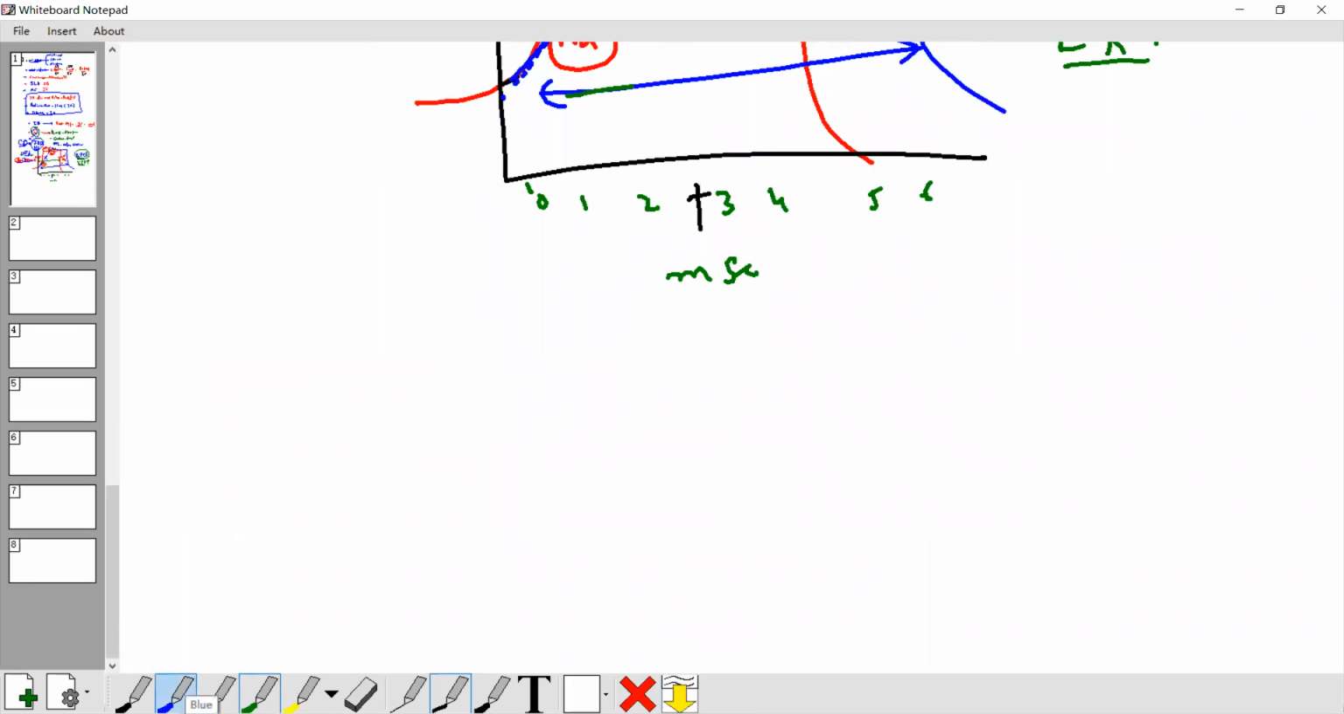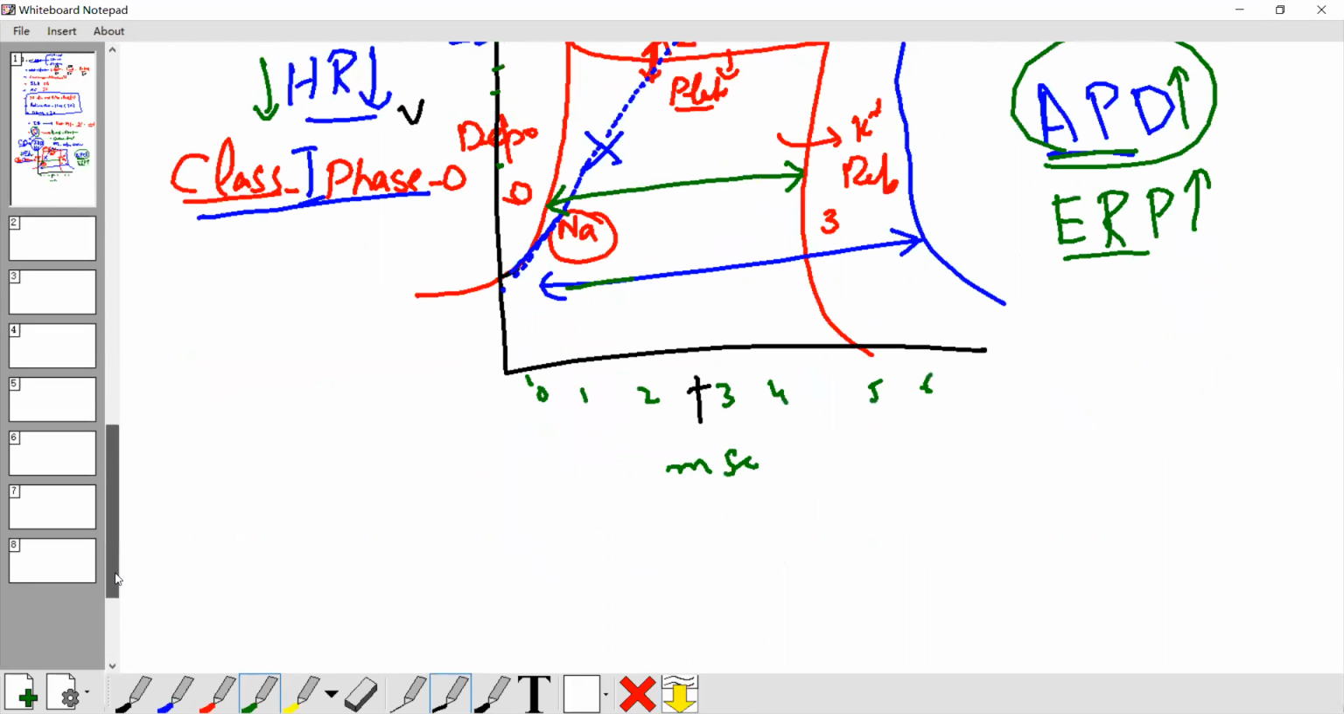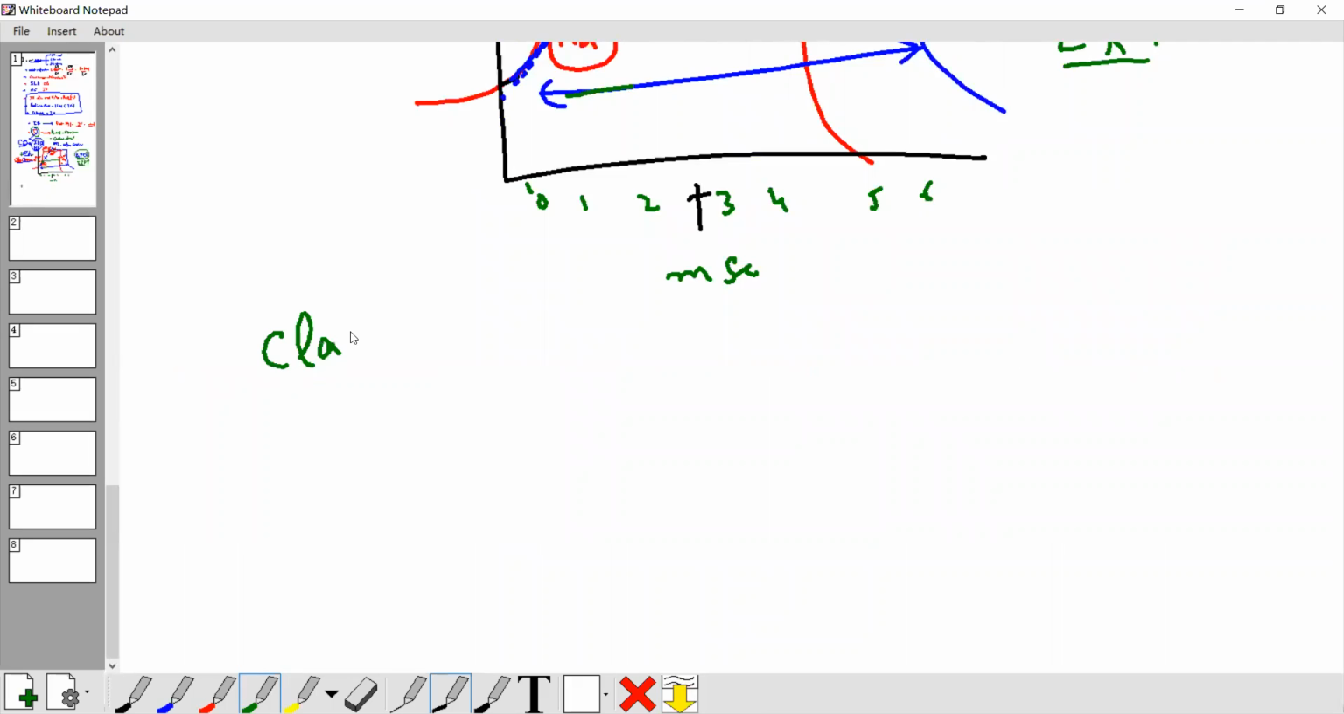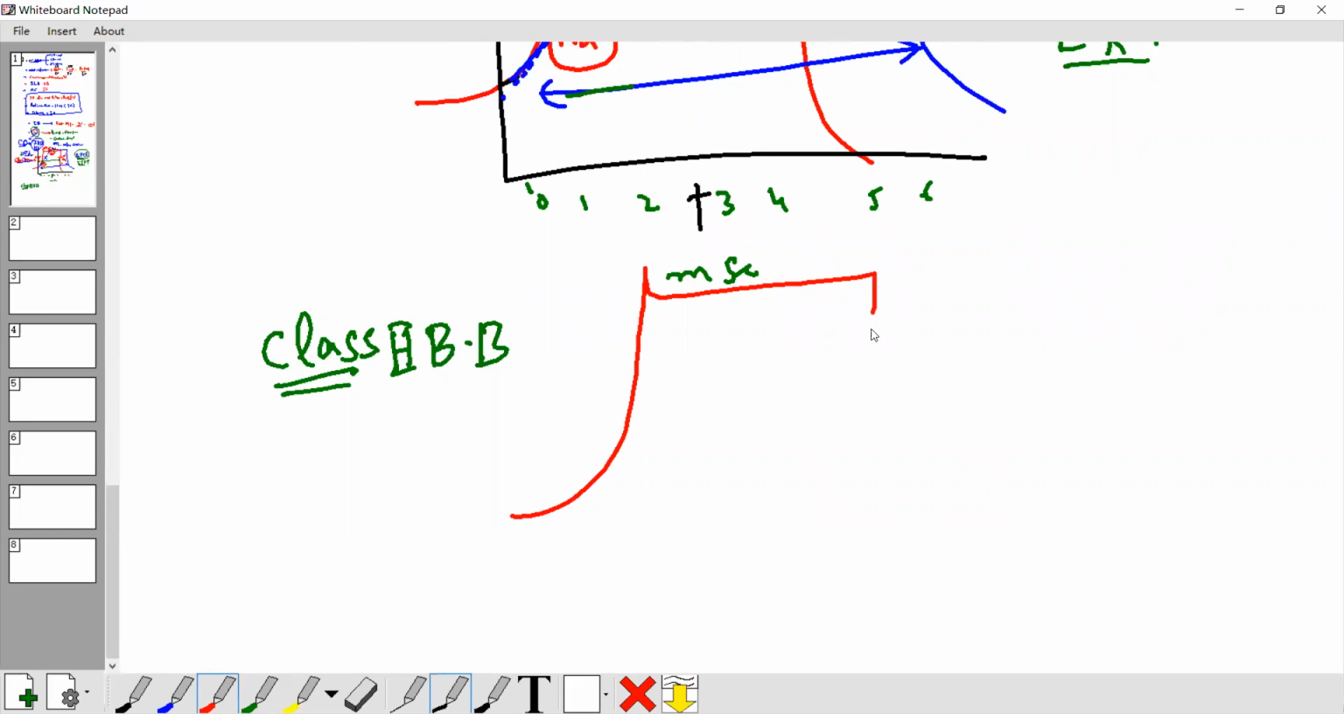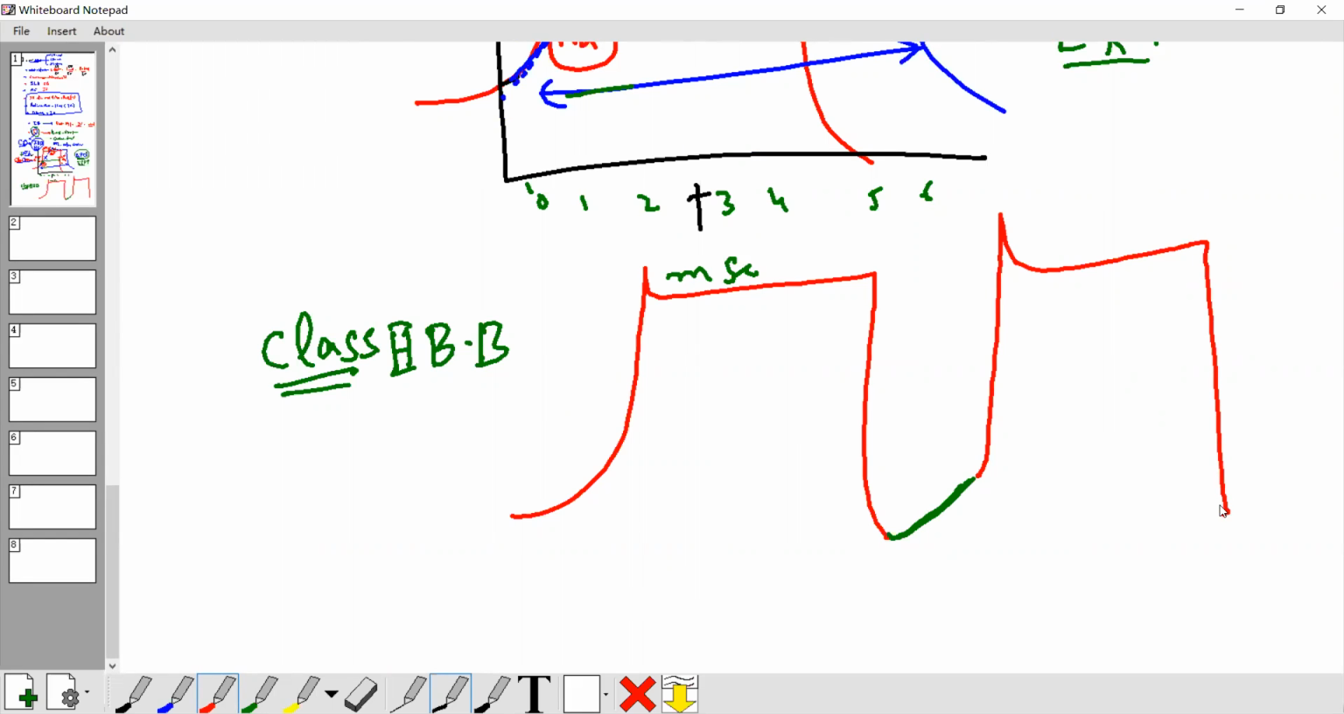Okay, now move on to class 2. Very easy. We already covered class 2, the beta blockers. Class 2 acts on which phase? This one is 0, 1, 2, 3. Where is your 4? This is my 4. For the second impulse, again 0, 1, 2, 3, and here again is your 4.